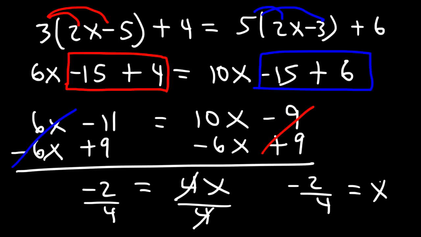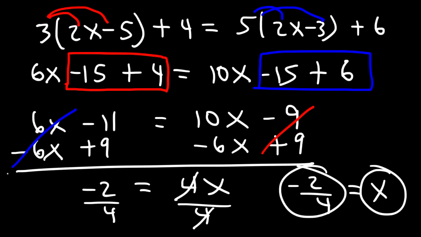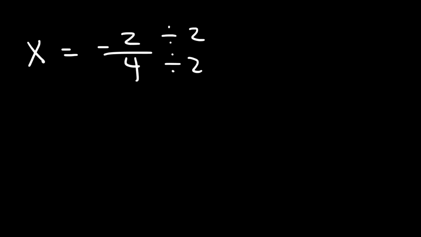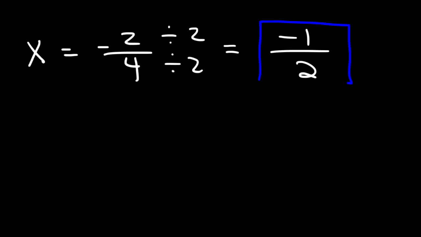So we only have the x variable on one side of the equation and all of the constants on the other side. Now the last thing that we need to do is reduce our answer. So right now we have this answer. And since both numbers are even, we can divide by 2. Negative 2 divided by 2 is negative 1, and 4 divided by 2 is 2. So our final answer is that x is equal to negative 1/2. And that's it for that example.